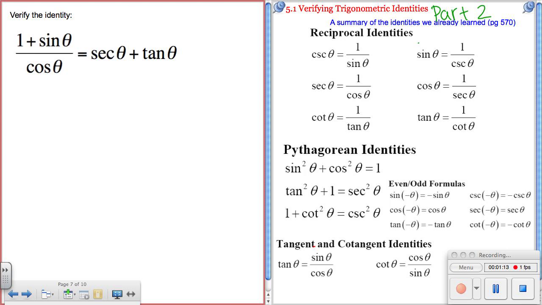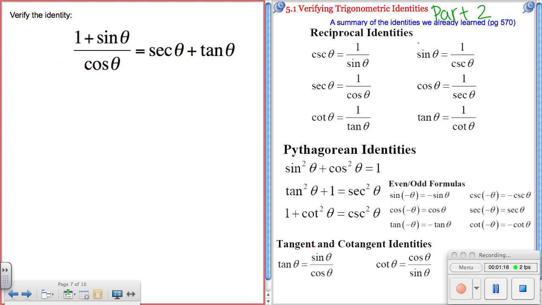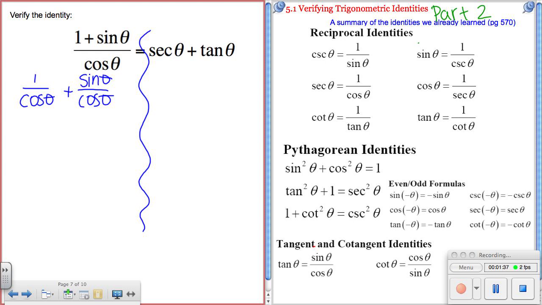Now, it's a fraction, and one thing that's nice about fractions is when you've added them together already, you can also split them apart. I can split 1 plus sine theta over cosine theta into 1 over cosine theta plus sine theta over cosine theta. Now think for a minute about that. I can take the numerator and break it apart, but I have to give the denominator to both of them. And that makes sense because when you're adding fractions with common denominators, you add straight across the top and keep the denominator the same.